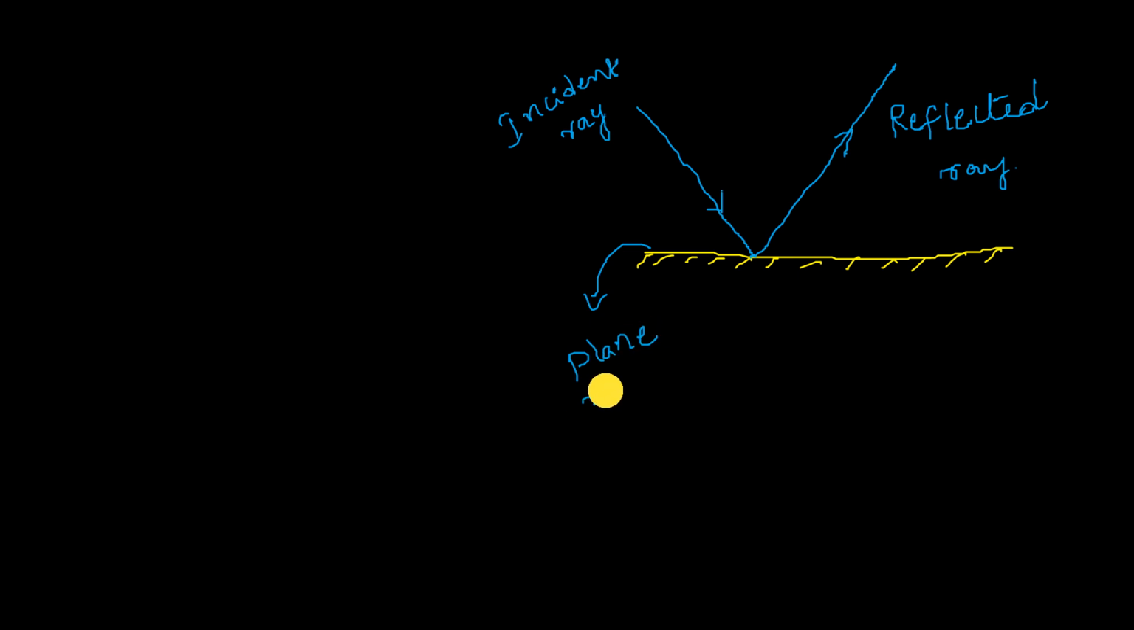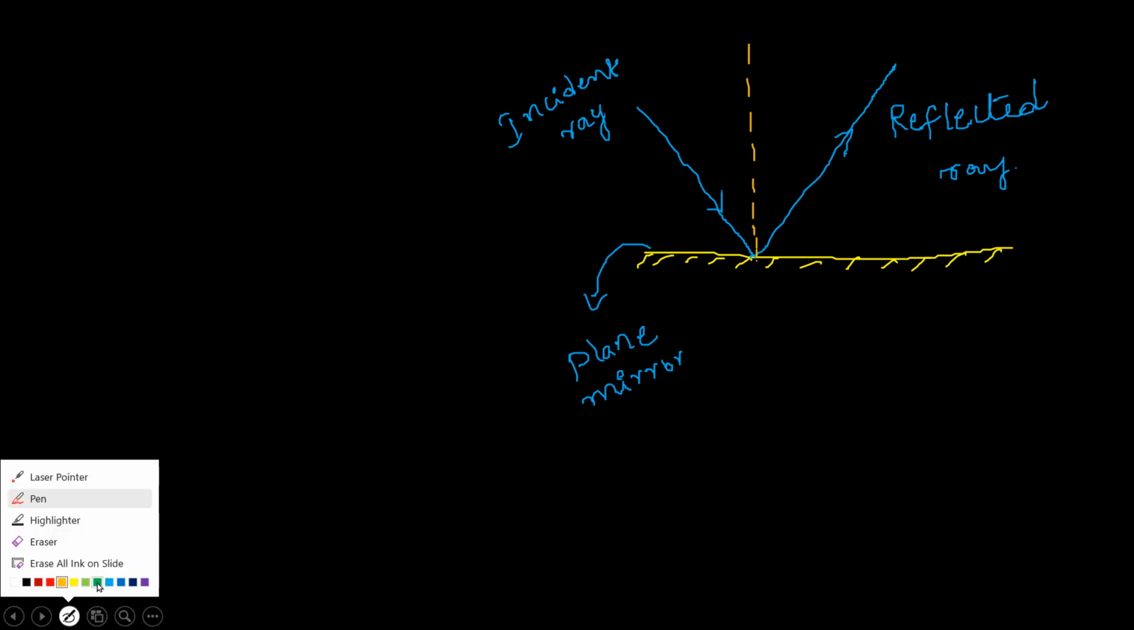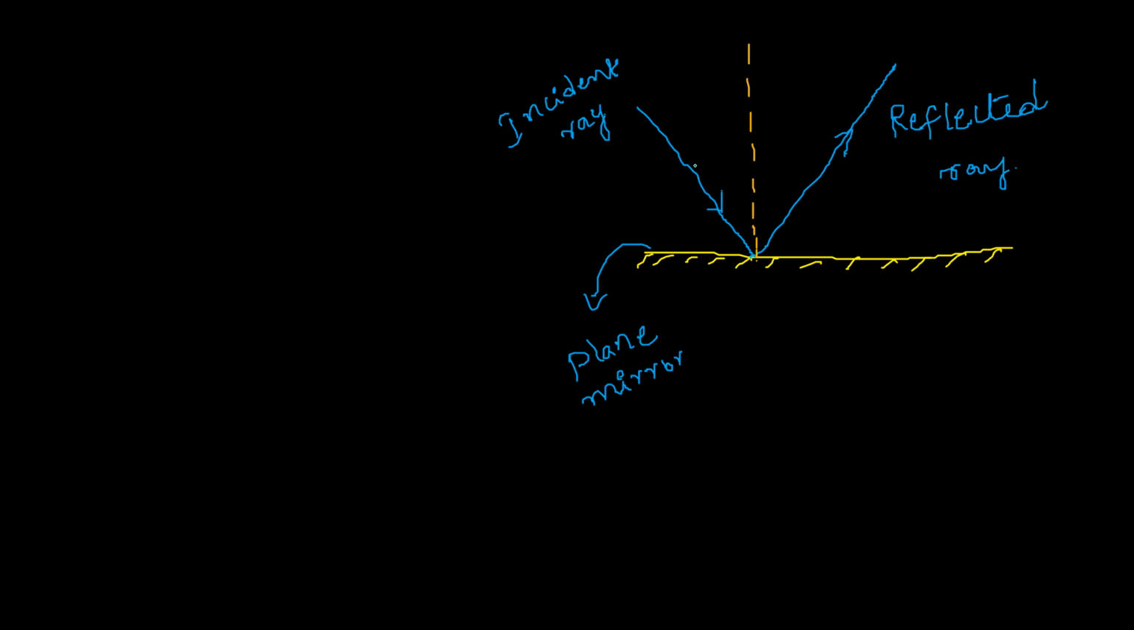The line which is perpendicular to the surface is called the normal line. The angle between the incident ray and the normal line is called the angle of incidence, and the angle between the reflected ray and the normal line is called the angle of reflection.